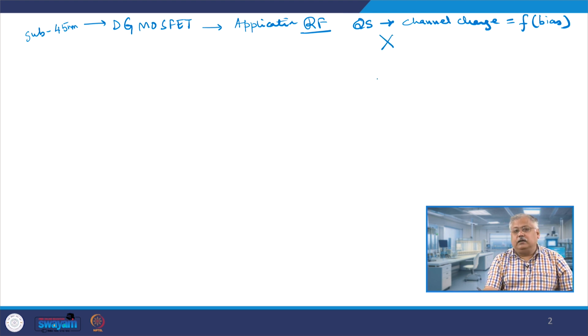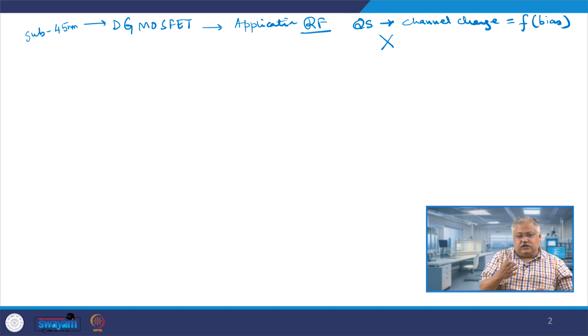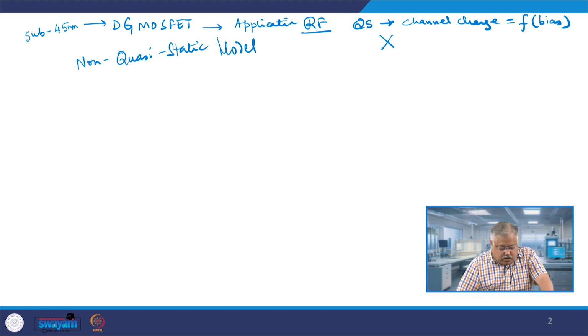This actually breaks down. So, QS modeling or quasi static modeling assumes that the channel charge is bias dependent, fully and exclusively on the bias, and this breaks down in RF because the signals are so fast changing that the charges are not able to match the variations in the biases, and therefore we enter into what is known as a non quasi static model, right. So, we have a non quasi static model, both for small signal as well as large signal.